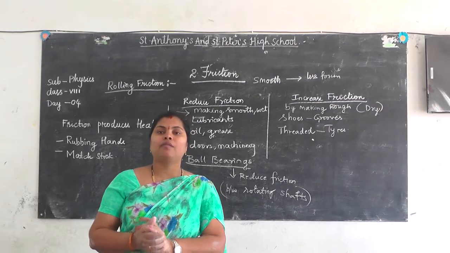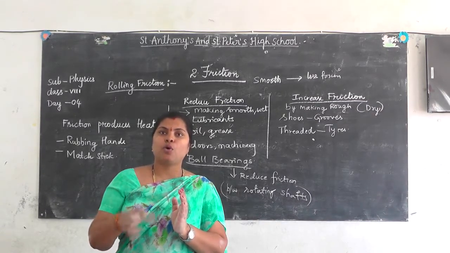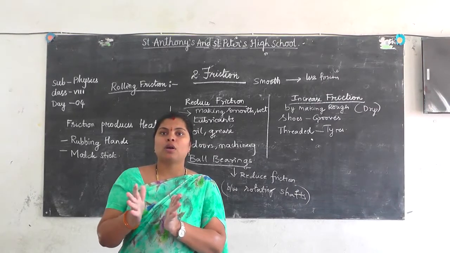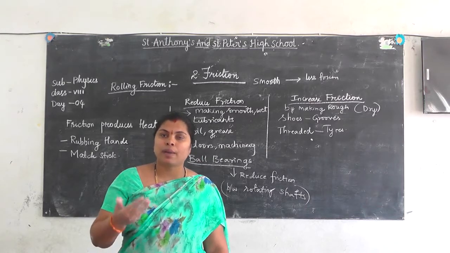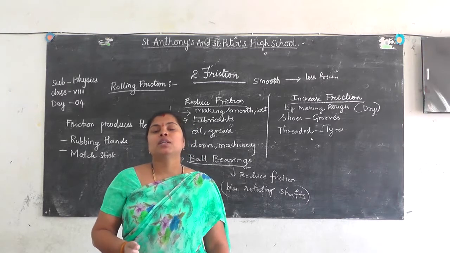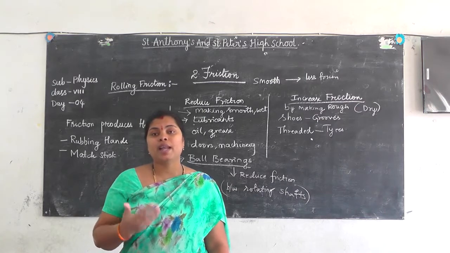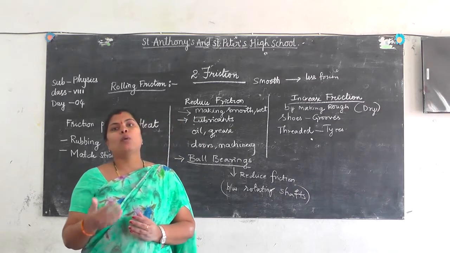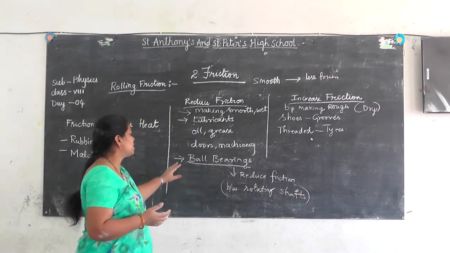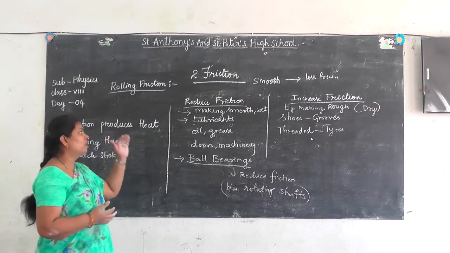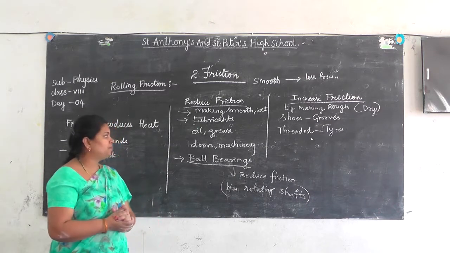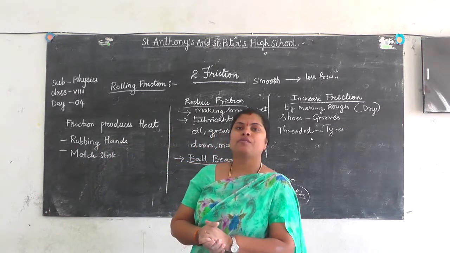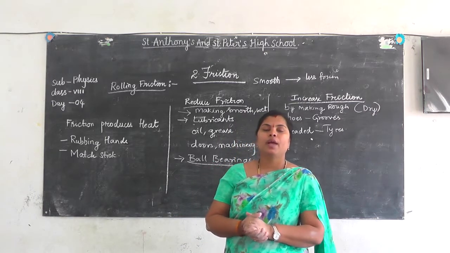It does not allow the machine to get spoiled or damaged, because due to more rubbing, more friction, the temperature increases, because of which the machinery has a chance of getting damaged quickly. So by using ball bearings, we can avoid this. So ball bearings are the most important way of reducing friction in machinery. So these are the ways to reduce the friction or increase the friction according to our necessity.